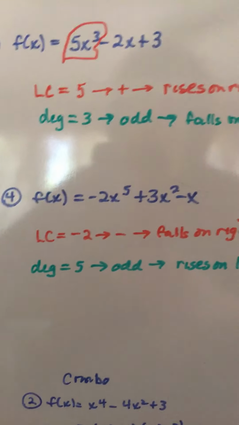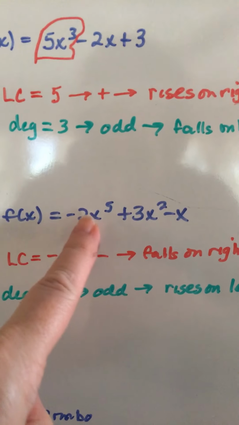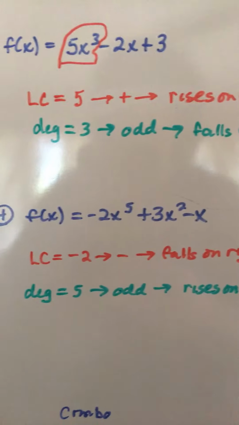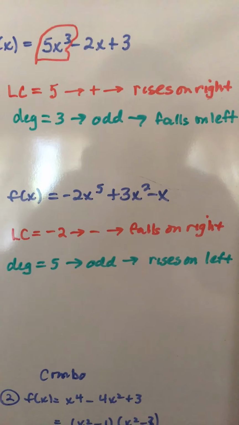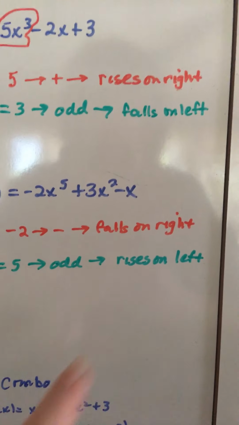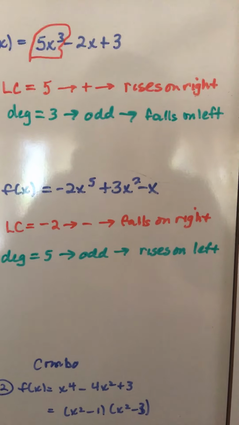For the last example, again, I already have it in standard form, so here's the highest degree term. The leading coefficient is negative, so I'm going to fall on the right. But the degree, which is 5, is odd, so I'm going to do the opposite, rise on the left.